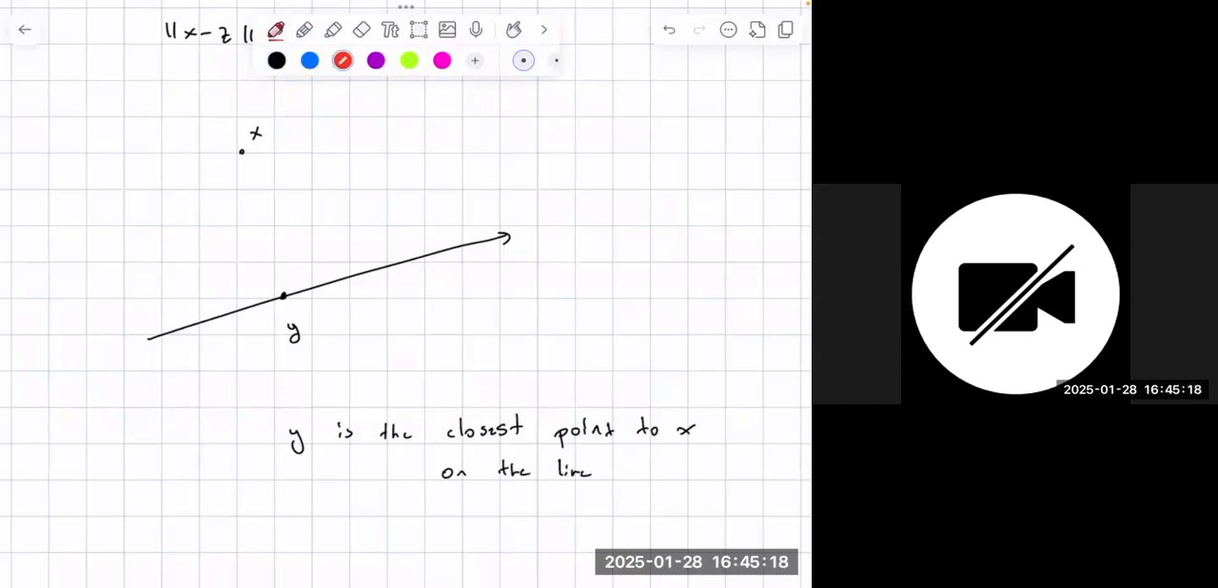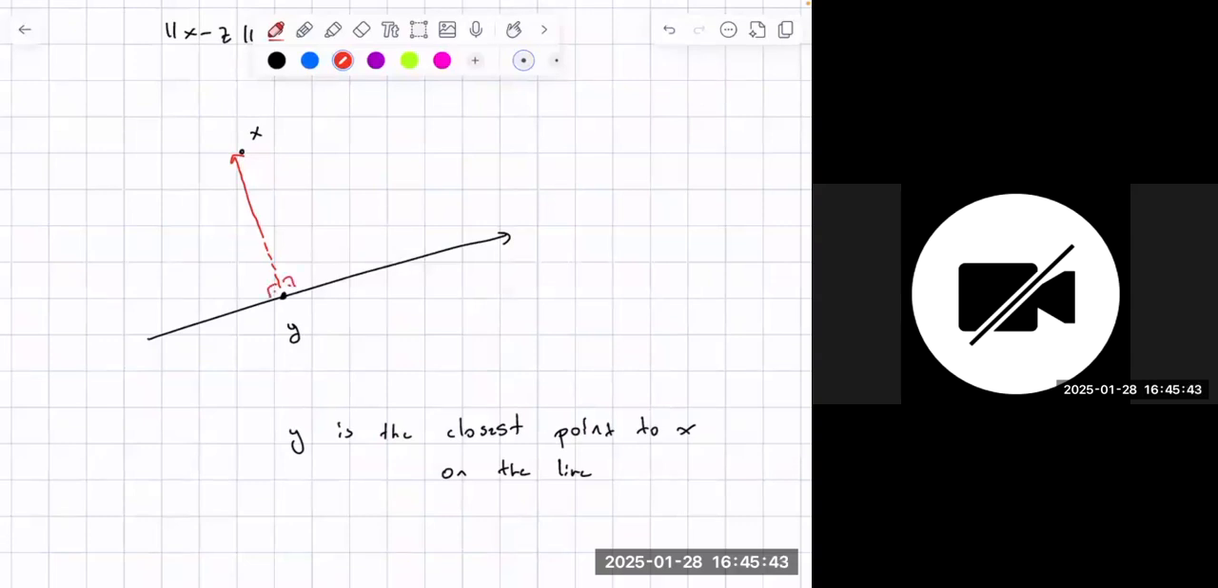Okay, now let's look at this vector here, going from this y to x. What do you think the angle between this vector and the line would be? What would be the angle right here? Any guesses? Right angle, 90 degrees, pi over 2. It's going to be orthogonal. That's what the answer was.